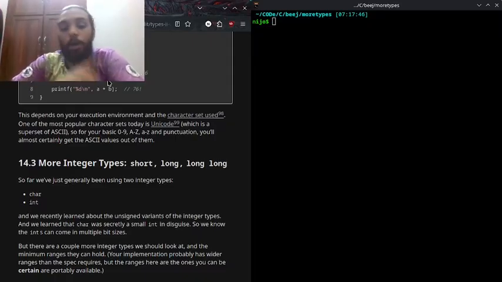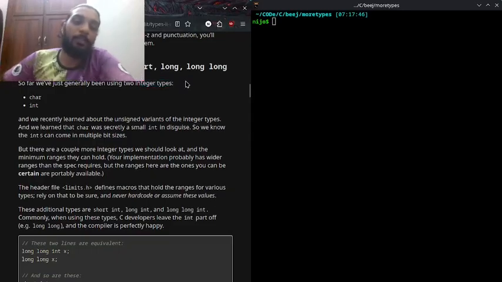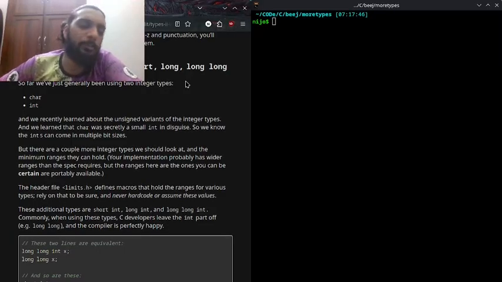More integer types: short, long, long long. So far, we've just generally been using two integer types, and we recently learned about the signed variants of the integer types. And we learned that char was secretly a small int in disguise. So we know the ints can come in multiple bit sizes. But there are a couple more integer types we should look at, and the minimum ranges they can hold. Your implementation probably has wider ranges than the spec requires, but the ranges here are the ones you can be certain are portably available. The header file limits.h defines macros that hold the ranges for various types. Rely on that to be sure and never hardcode assumed values.